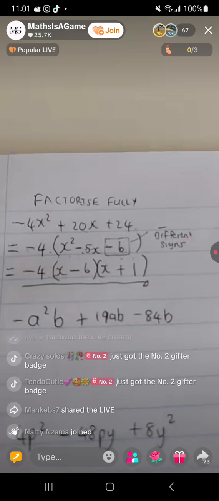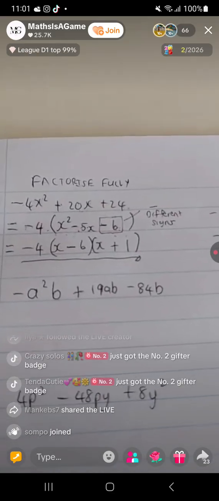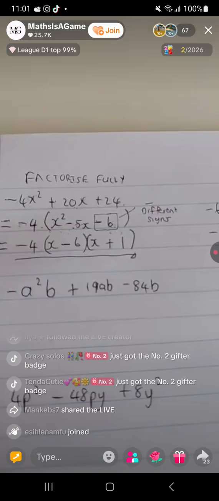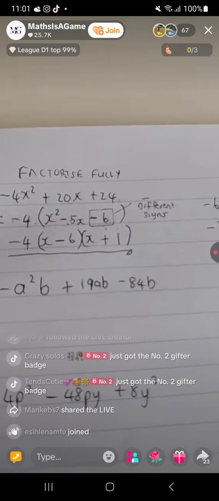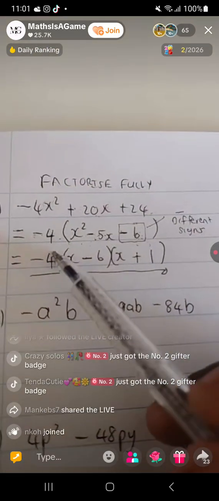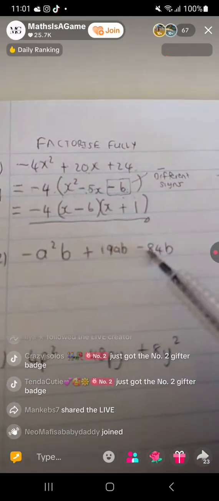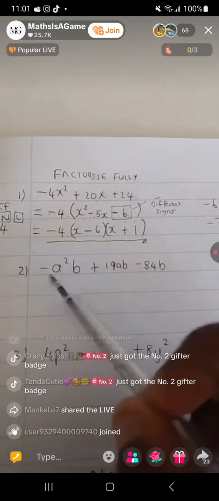Peladi 59, because you dropped the negative 4, your answer became incorrect. We do not drop the sign of the highest common factor that we took out. That must be there in the final answer. Let's move on to this question.